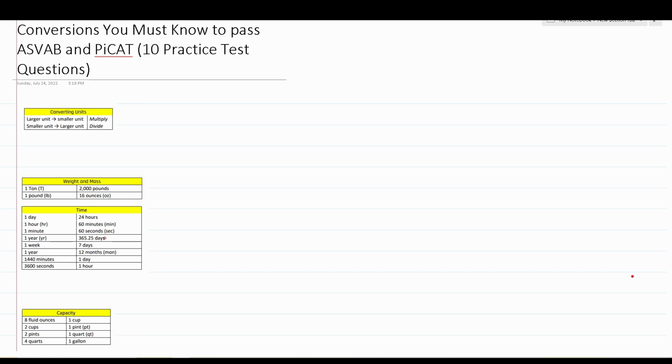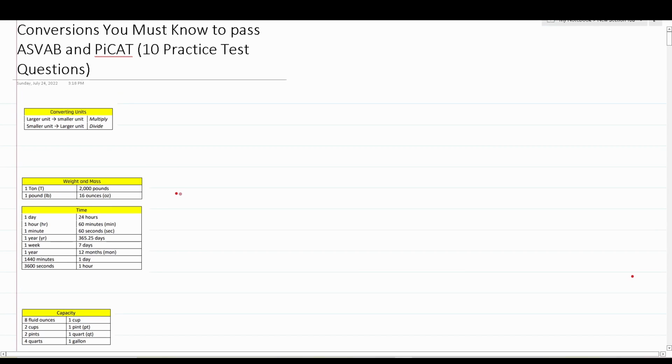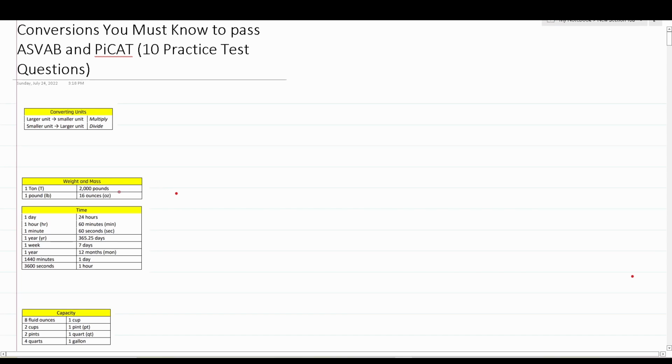In light of the fact that you're not permitted to use a reference sheet on the actual ASVAB and PiCAT, I want to start today's video by showing you how I memorize all these conversions. And if you look to the left here, you can see that I have a list of all the conversions you need to know for the ASVAB and PiCAT. I have conversions involving weight and mass, time, capacity, and linear units of measurement.